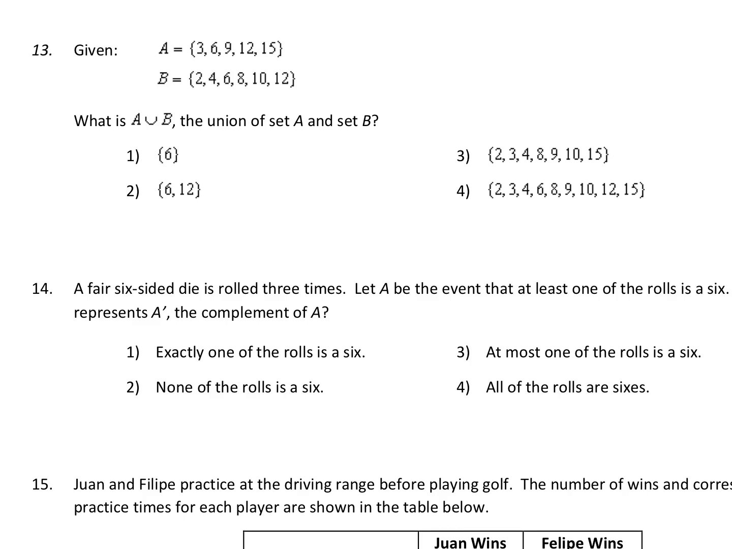Right, so let's take a look at number 13. They give us this set A and this set B, and they want to know what is A or B, the union of set A and set B. So remember, when we see "or," it tells us that we need to include everything. If you see it in set A, you need to include it. If you see it in set B, you need to include it. Even if it overlaps, see how there's a 6 in both sets? You're still going to include the 6.